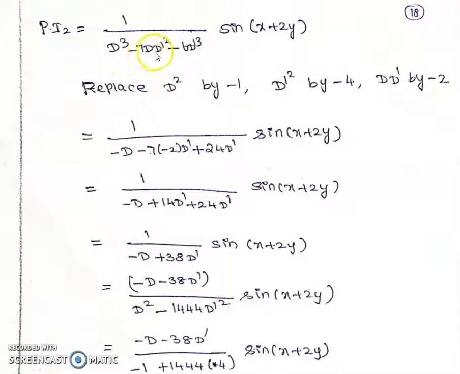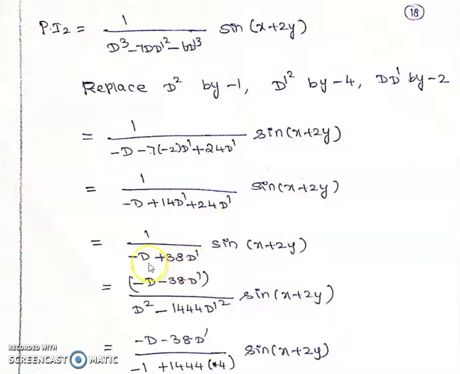Then here D dash square can be written as D dash into D dash. D dash we have to replace as minus 2. So minus 7 into minus 2 into D dash, plus here also we have to replace D dash square by minus 4. Minus 4 into D dash, we will get. So already minus is there, so plus 24 D dash into sine of x plus 2y. Then after simplifying we get minus D plus 14 D dash plus 24 D dash. So adding these two, we get 38 D dash.